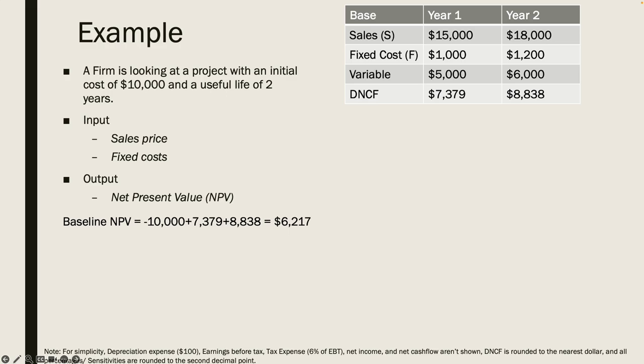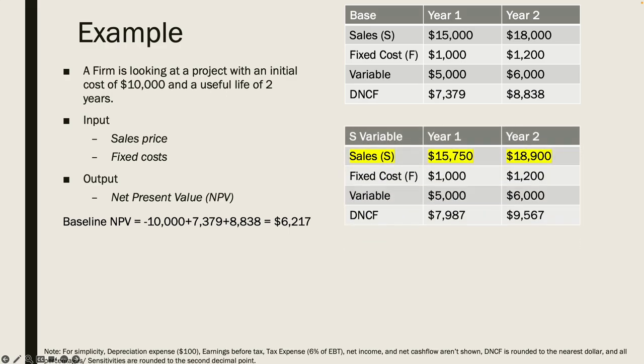The first variable we'll look at is sales. Assuming the sales price will be 5% higher than baseline value, and all of the inputs remain constant, this results in a DNCF of $7,987 in year 1 and $9,567 in year 2. We use the same method of getting the baseline NPV, initial cost of the project, plus the DNCF of each year to get the S variable NPV of $7,554.